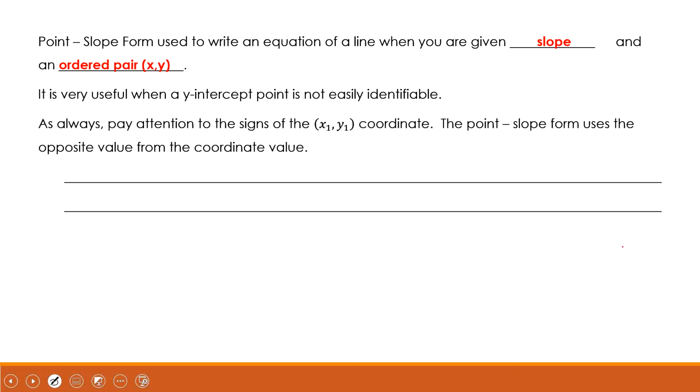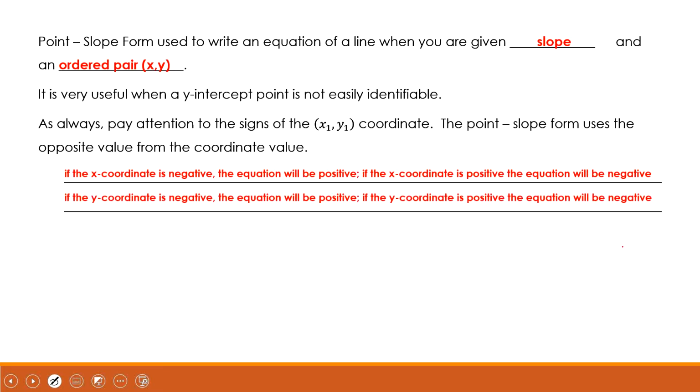But we always have to pay attention to the signs of the x1, y1 coordinate. The point slope form uses the opposite value of the coordinate value. So if the coordinate value, the x, is negative, it's going into our point slope form equation as a positive number. It will be x plus x1 then. If the x coordinate is positive, it goes in as the negative. You'll see it as we do these examples. And then the same thing with the y coordinate. If the y coordinate is negative, it goes into the equation as a positive. If the y coordinate is positive, it goes into the equation as a negative.